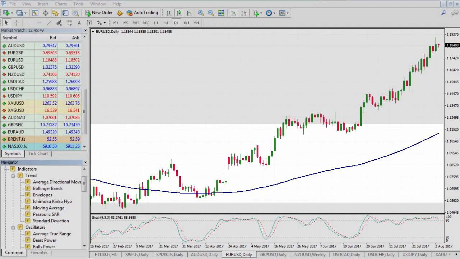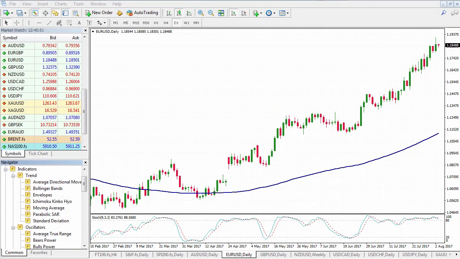Now, this is at its very simple form. A lot of people like to use a long-term moving average as a trend direction filter. A lot of people use a 200 period moving average. That's fine. Just to note as well, this is a simple moving average, and it's calculated based on the number of periods.